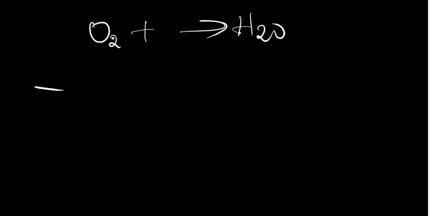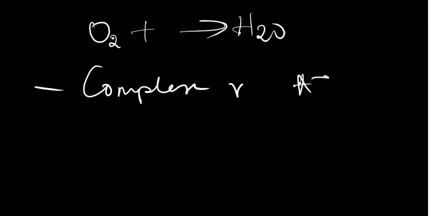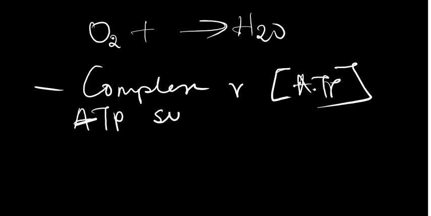However, there's an exception, complex 5, of course not regarding the oxygen-to-water production. The exception is that complex 5 catalyzes the ATP synthesis. This is the one that catalyzes the ATP synthesis, hence it's referred to as ATP synthase.